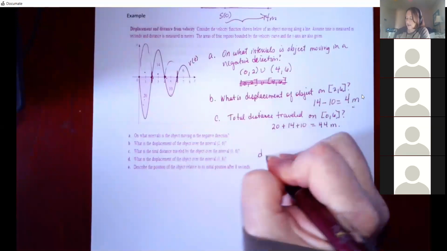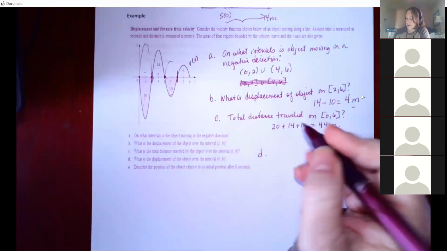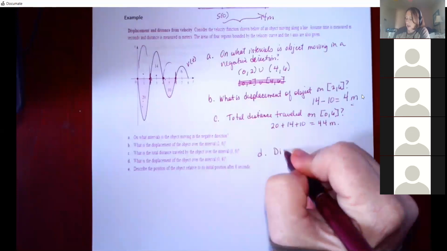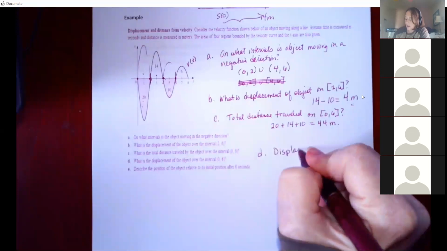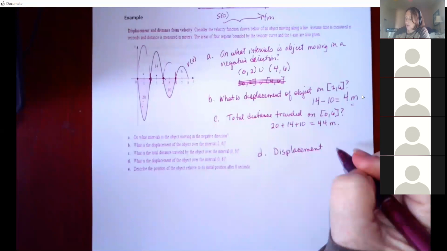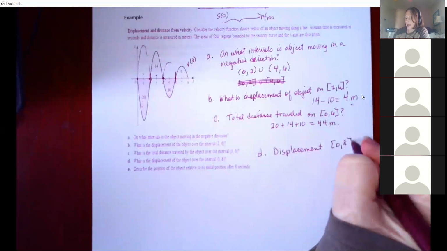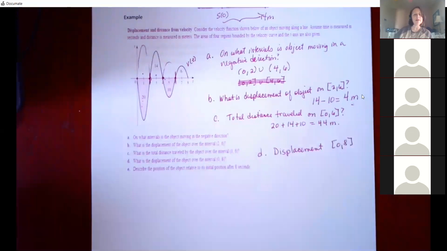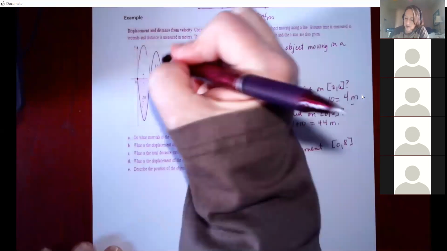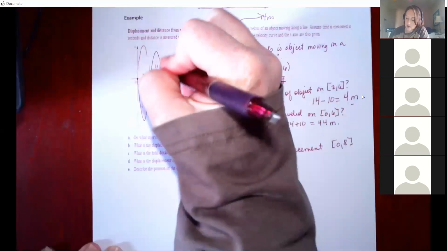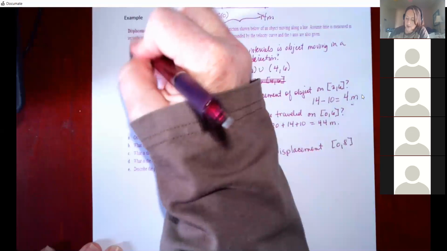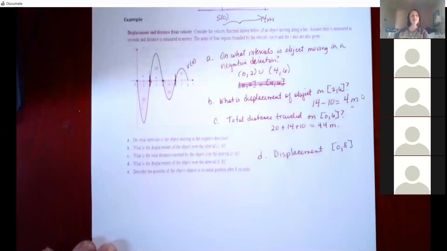Displacement from 0 to 8. I want you guys to try this one. I'll give you a couple of thinking minutes. If you're looking at this picture, what do you think the displacement would be on the interval from 0 to 8? I'll let you look at that for a second, and you can either just tell me when you're done, or you can type your proposed answer in the chat, and we'll go from there.